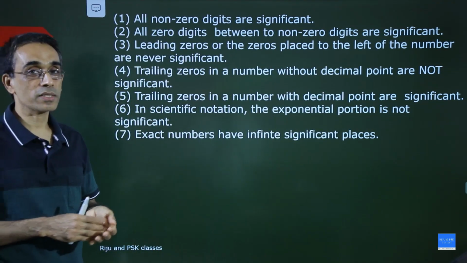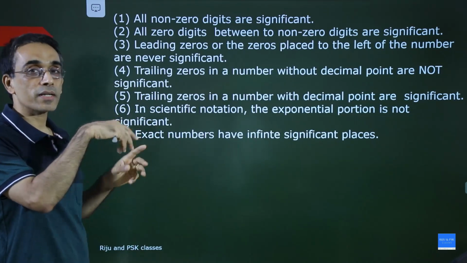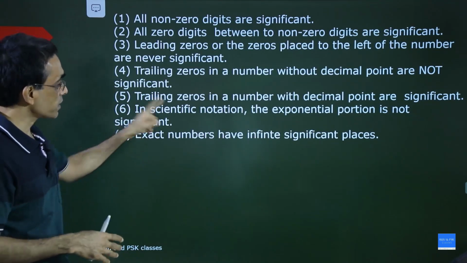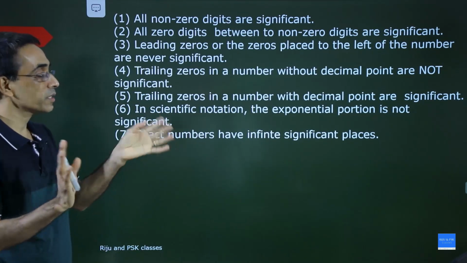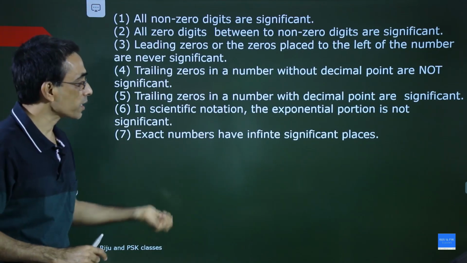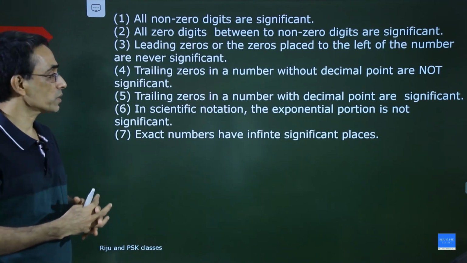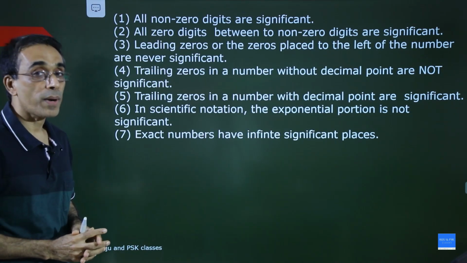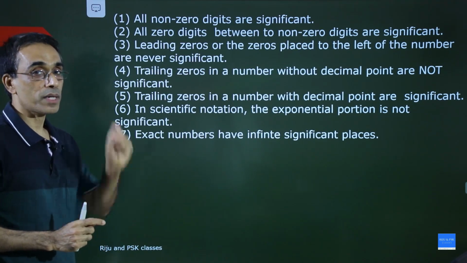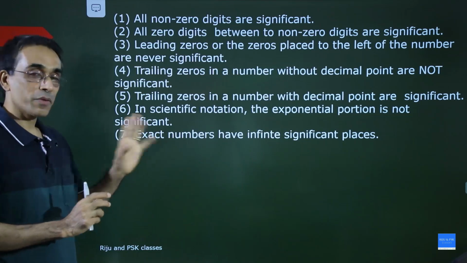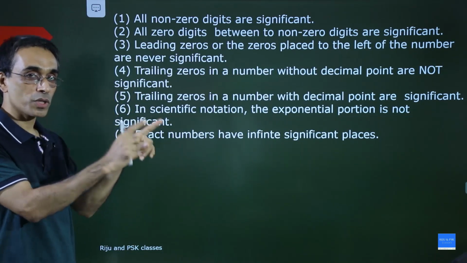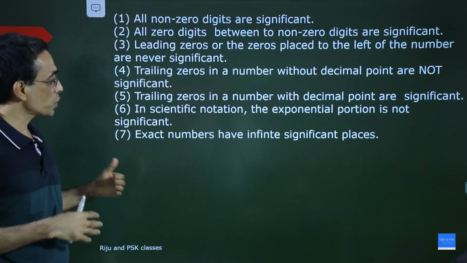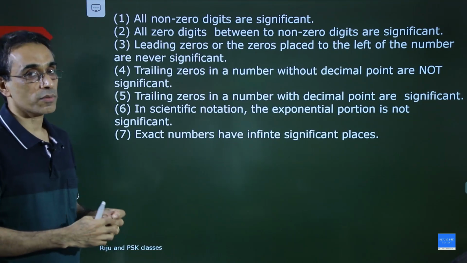In scientific notation, the way you write 10 to the power, that exponential part is not to be considered. And exact numbers, numbers from counts, have infinite significant places. Pi is an exact number, 22 by 7. Wherever you draw a circle, that ratio is 22 by 7. It's an exact number, so you can take it with a larger number of significant places.